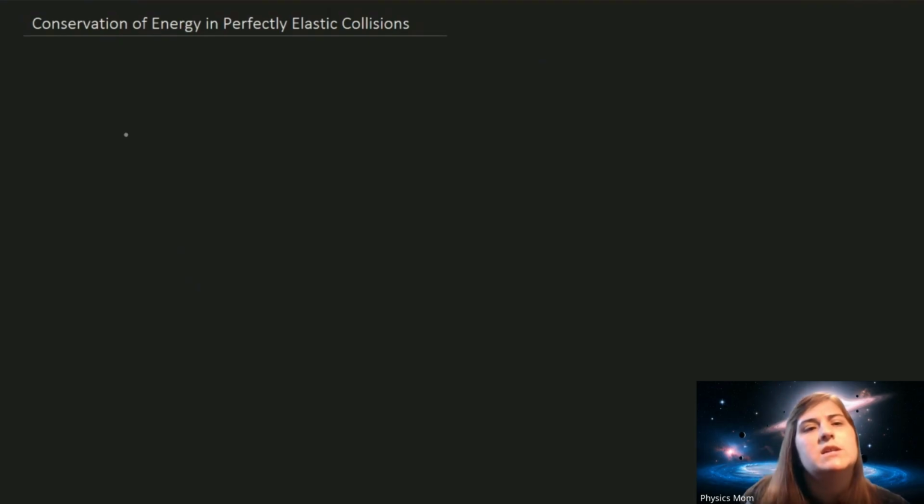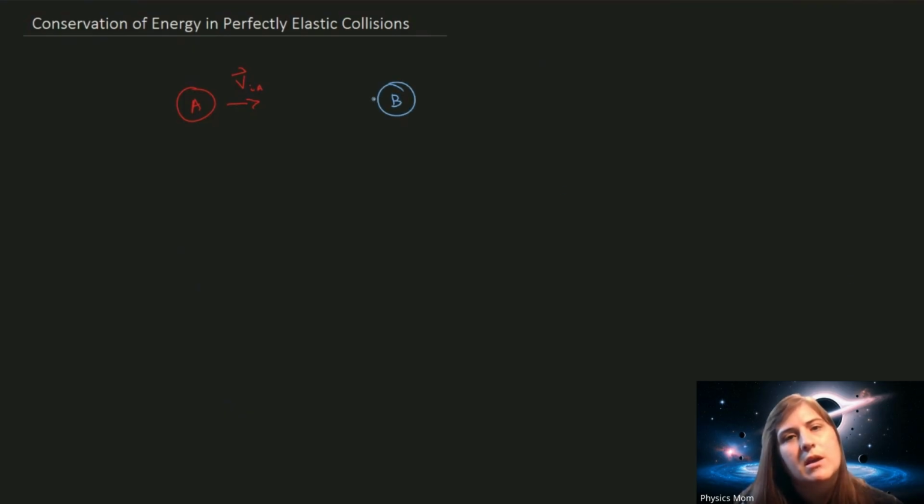So if I had two particles, I could have one particle, we'll call this A, traveling to the right with some initial velocity, we'll call that the initial velocity of A. And particle B is coming from the other direction and it's traveling towards A. This is the initial velocity of B.